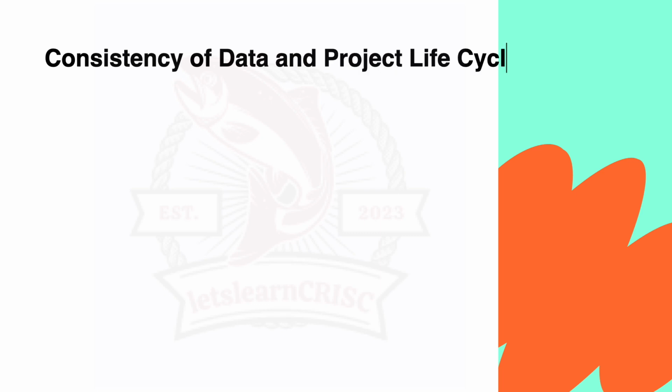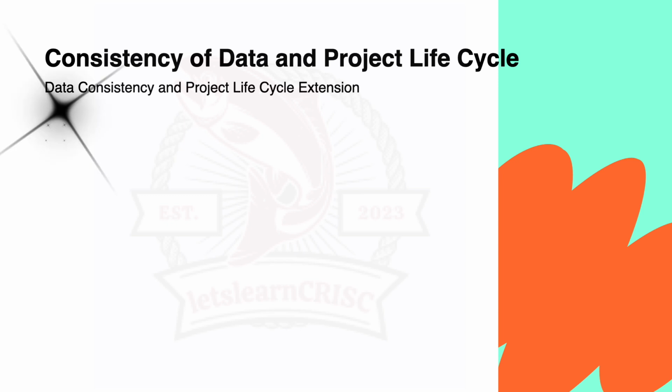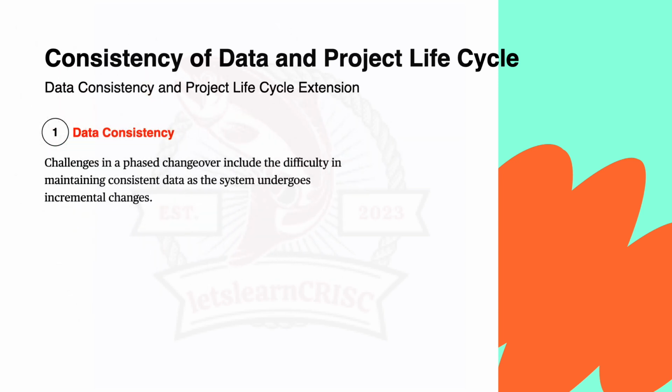Next, we'll discuss the consistency of data and project lifecycle, right? In this, the first point is about data consistency. Friends, when implementing changes in phases, right? It can be challenging to keep the data consistent across the entire system, right? So incremental changes might introduce complexity in maintaining a uniform and accurate data set.